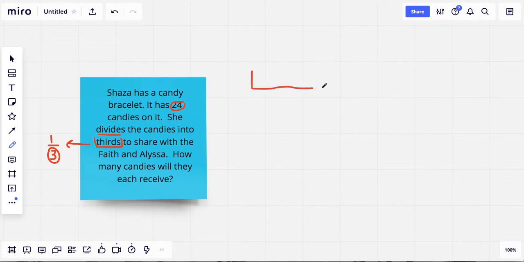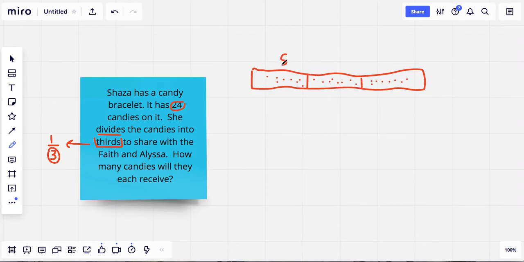So we're taking these 24 candies, and she's going to divide them into 3 parts. So if I just took my pen here and I just divided it into 3 parts, something like that, now I can put my candies into each part. So I can go 1, 2, 3, 4, 5, 6, 7, 8, 9, 10, 11, 12, 13, 14, 15, 16, 17, 18, 19, 20, 21, 22, 23, 24.